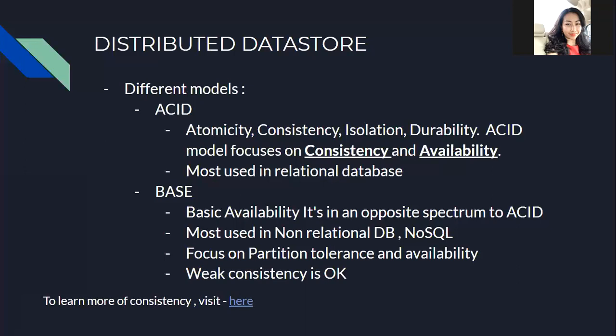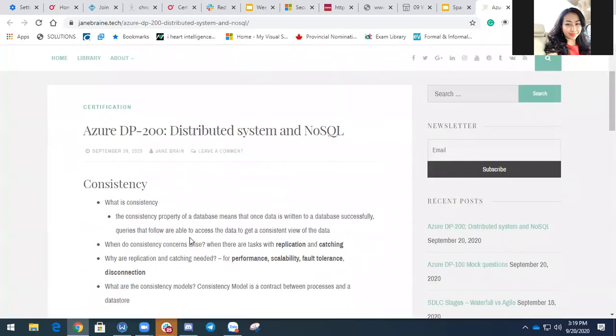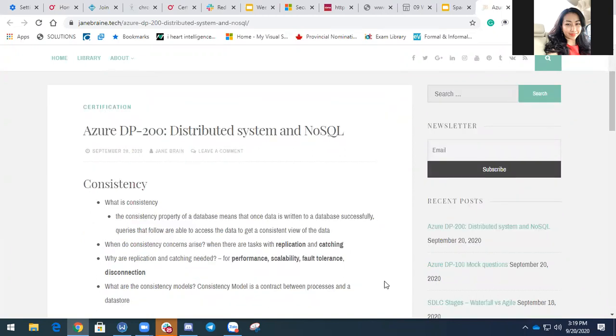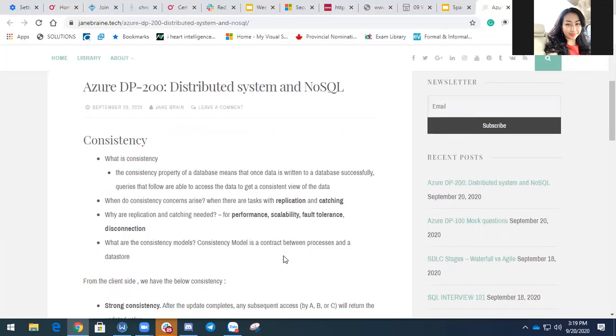When you look at consistency, you might have a question: what is it? I want to invite you to click on the link here. I was preparing for the DP200, and I saw in Azure Cosmos DB there are different options for choosing different types of consistency. That's what inspired me to write this article. Please go through it if you are also preparing for Azure DP200. I already put some articles relating to the exam content here, and we will have another study group around, I believe, November to prepare for this exam.